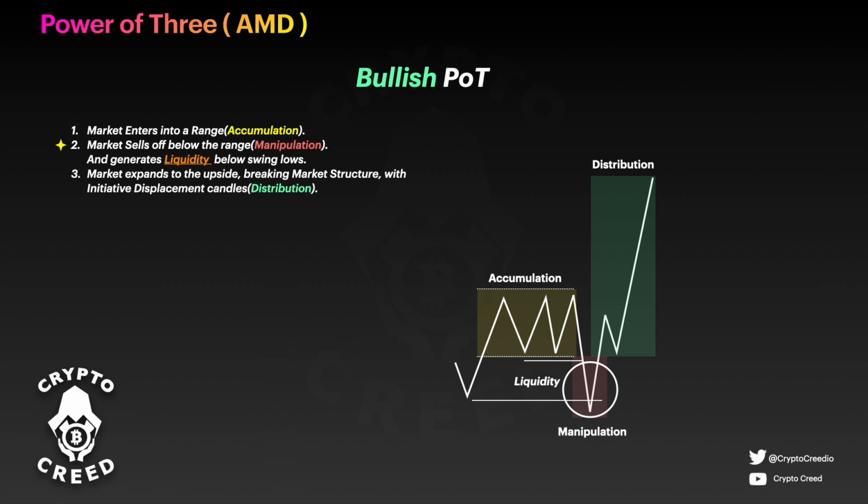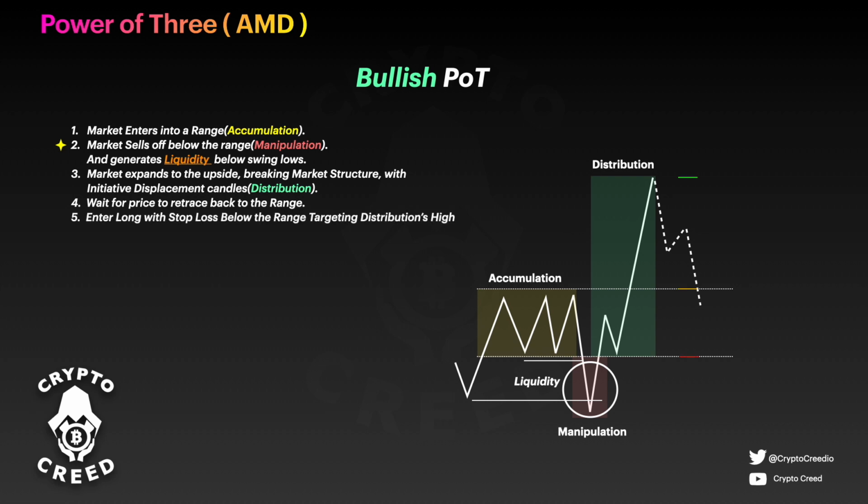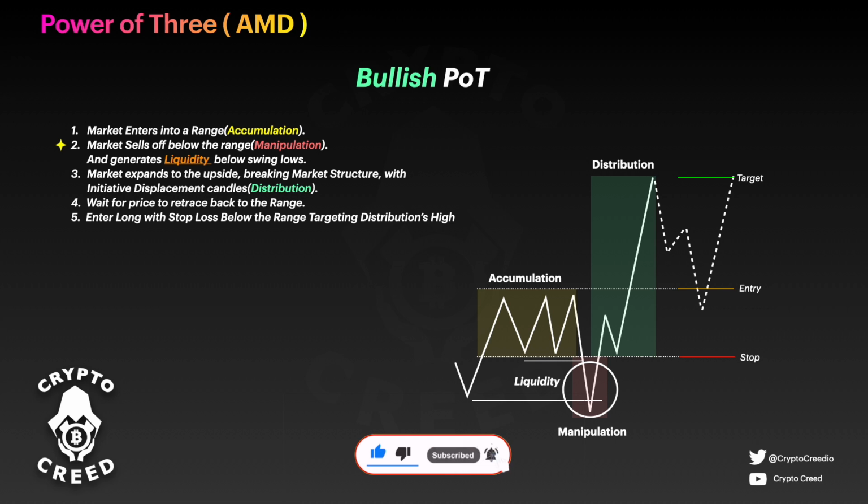So after the distribution phase we then extend the range to the right side and we just wait for the price to retrace back into the range. As soon as price retests the range high, we enter a long position with stop loss below the range low, targeting distribution's high and beyond that. Now, if things are not clear just yet, I guarantee they will be after we go over this example. So let's jump into it.